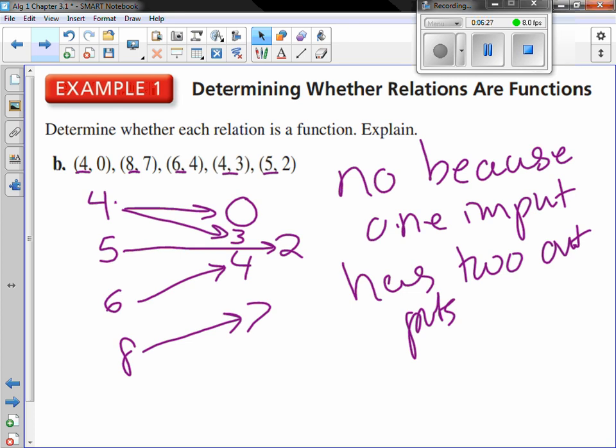So the relationship is not a function because we have one input going to two different outputs. Questions on this here? We good with this here?